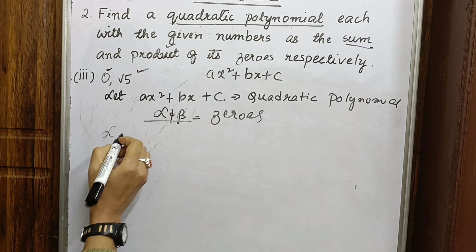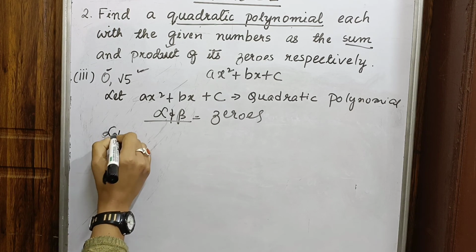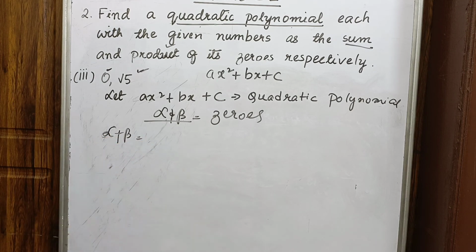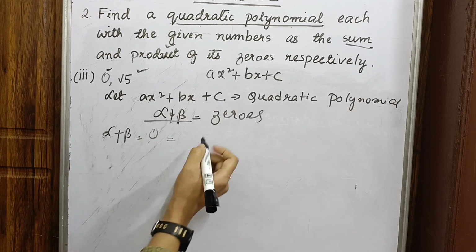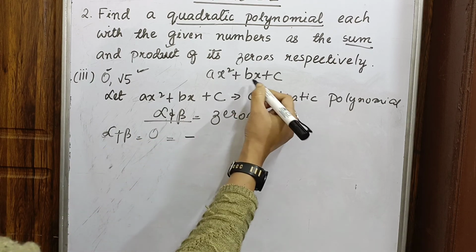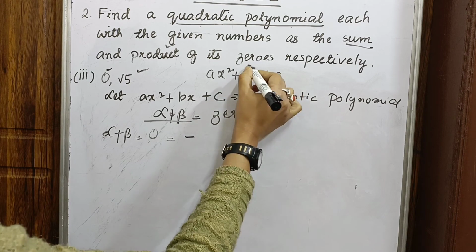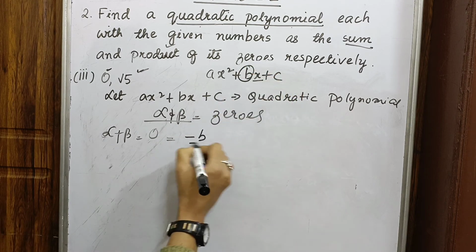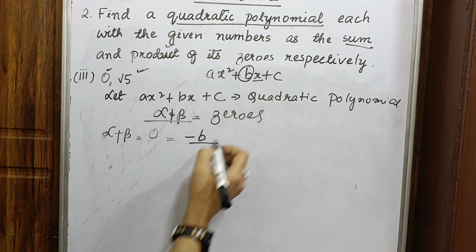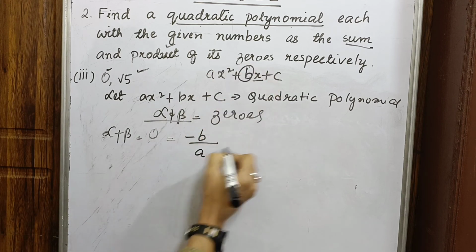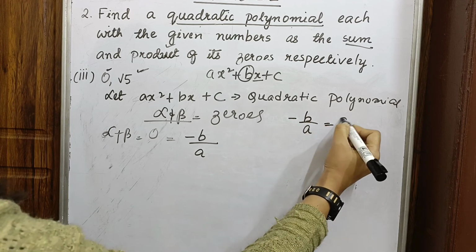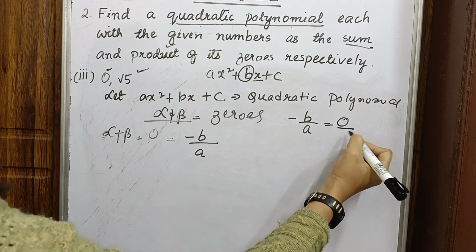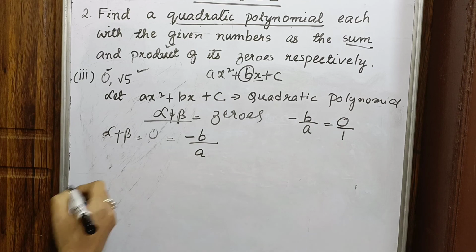So we'll see sum and product. What is the sum? 0. So what is the sum of zeros? It is minus of coefficient of x. What is the coefficient of x? It is b. And coefficient of x square is a. So minus b by a equals 0, 0 by 1 you can say, which is same as 0.